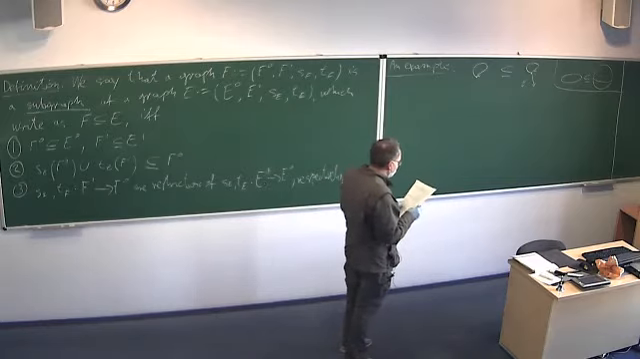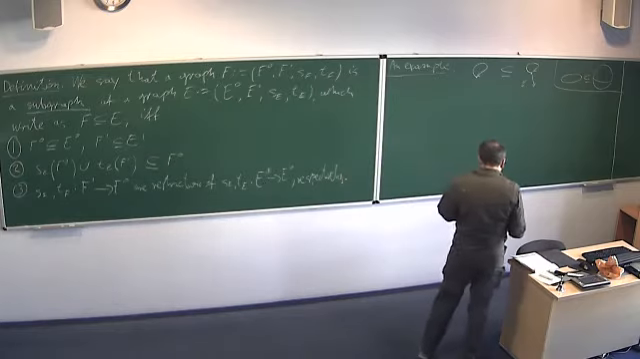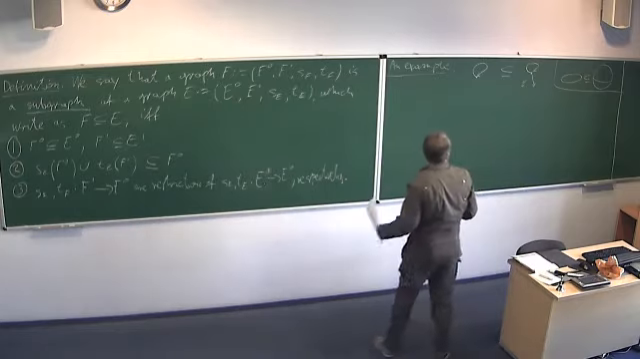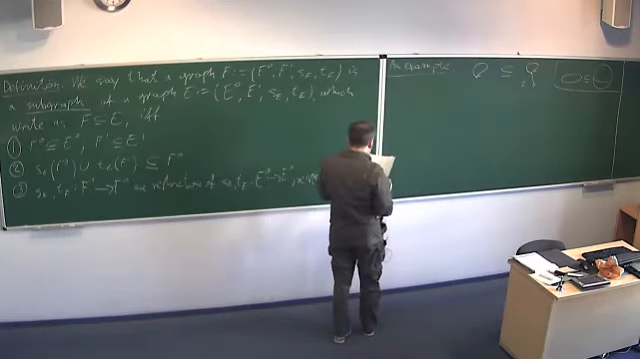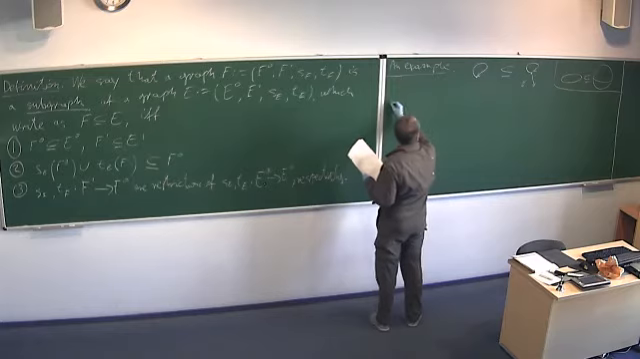Now, I also want to define the intersection graph and the union graph. I sort of mumbled about it using slides, but let's do it systematically. And here comes another definition.